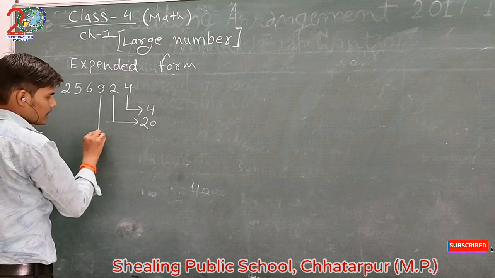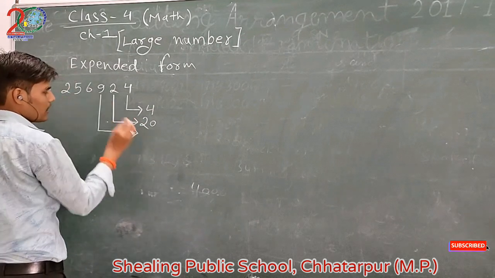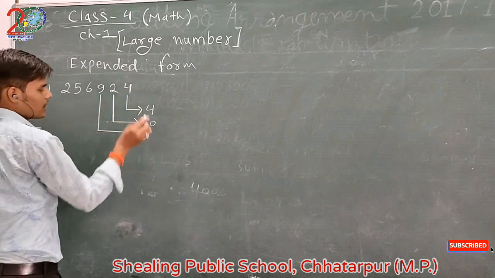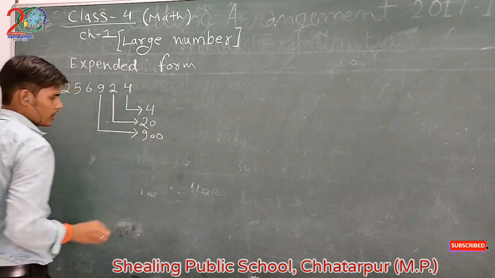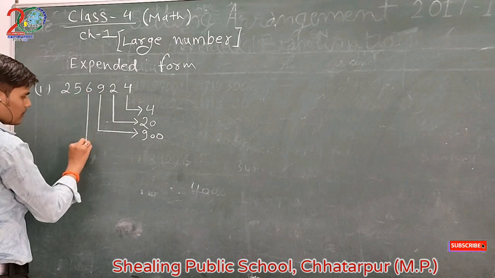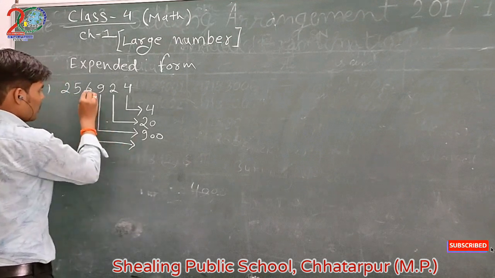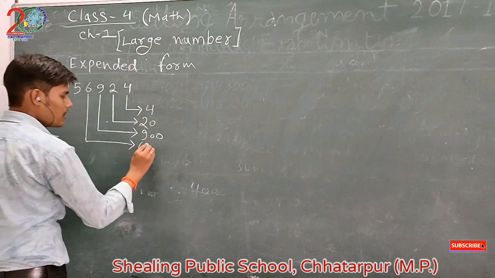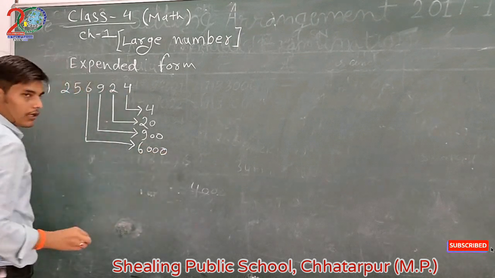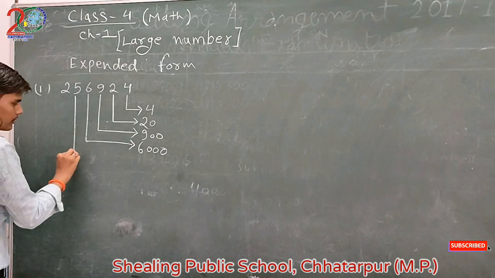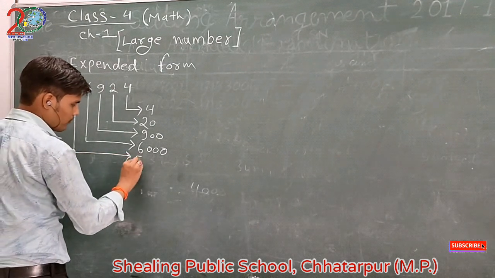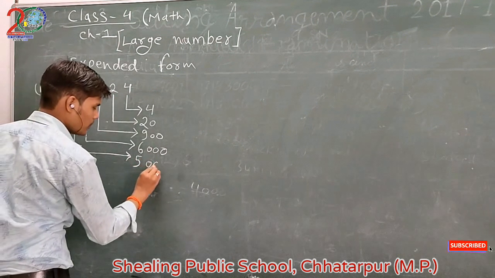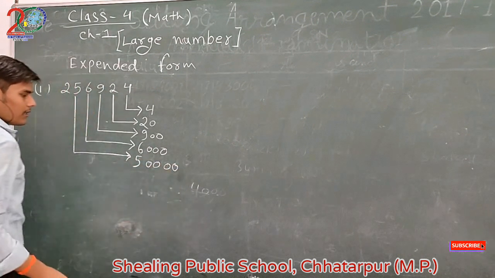Then we take the third value. Here is a 9. After 9, how many digits? 2 digits. So we put two 0s there. Then we take this value. Here is a 6. After 6, how many digits? 1, 2, 3. So we put three 0s there. After this, we write down here a 5. After 5, 1, 2, 3, 4 digits are there.